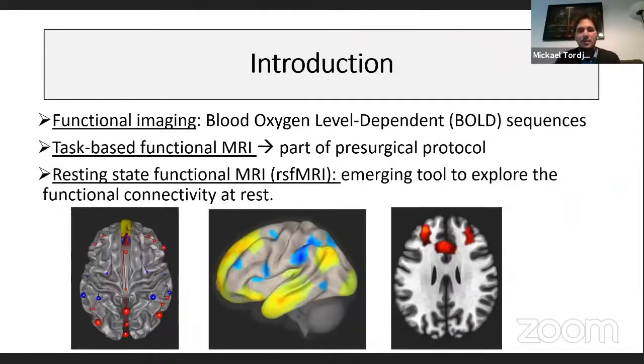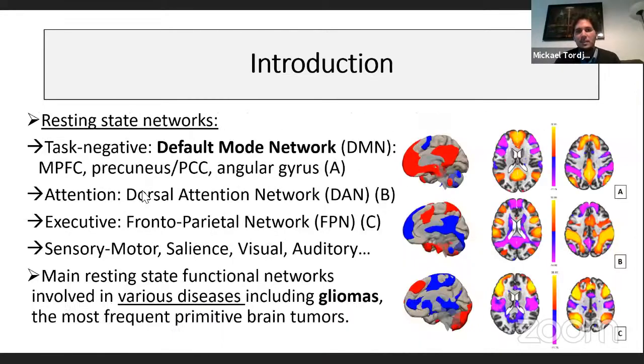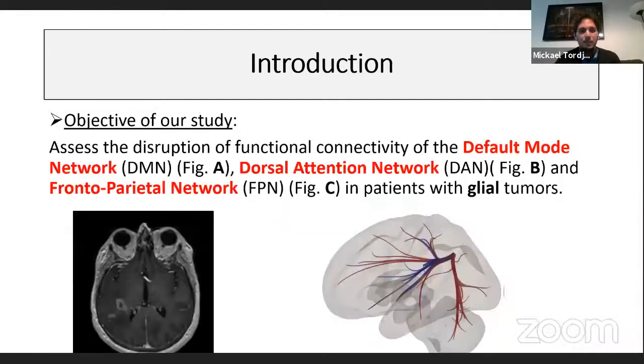So as Rajan said, the functional imaging is based on blood oxygen level dependent sequences. And so instead of task-based functional MRI, we performed in this study resting state functional MRI. So the resting state networks, Rajan already talked about it. The most important one is the default mode network, which is a task negative network. I will go very quickly on this one. It is involved in various diseases, including brain tumors and gliomas.